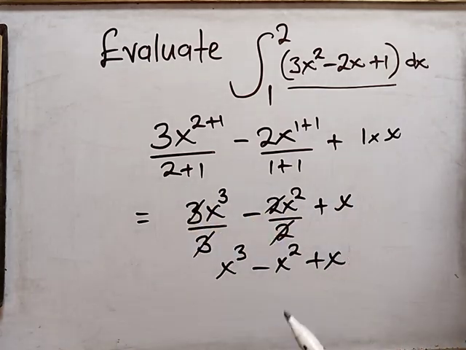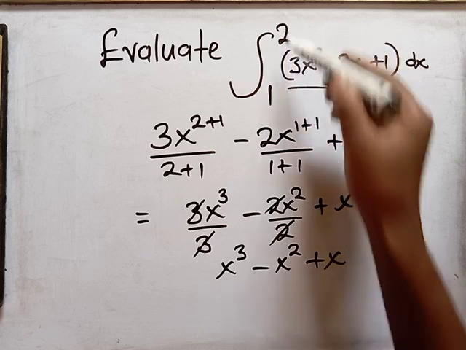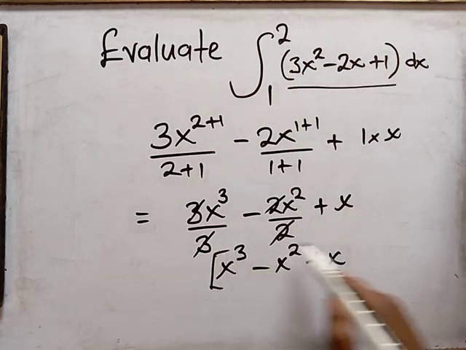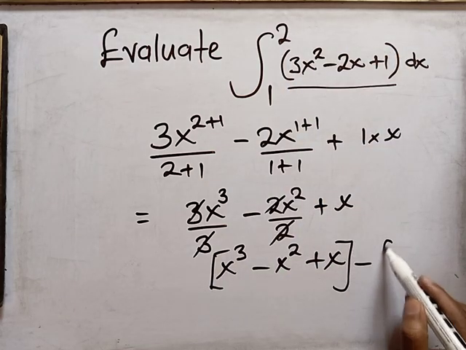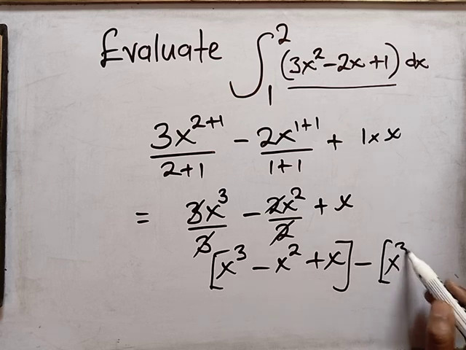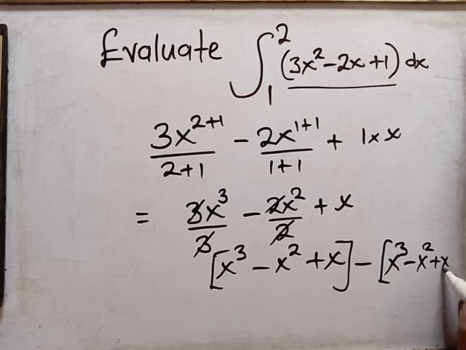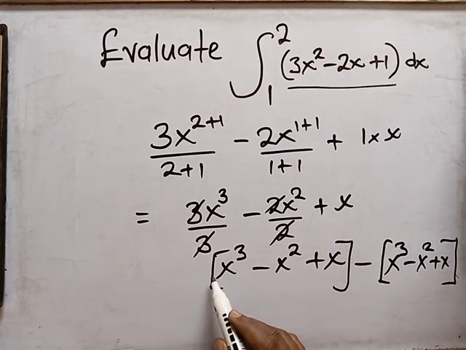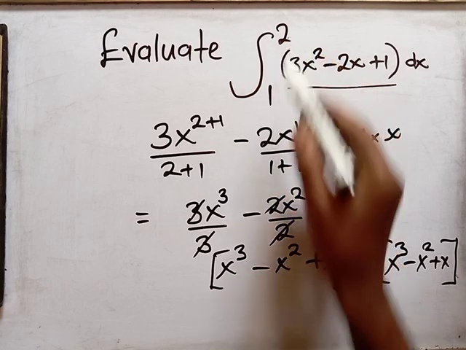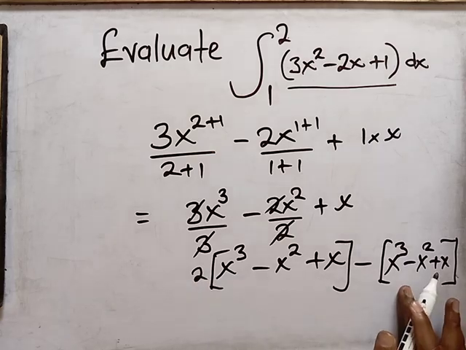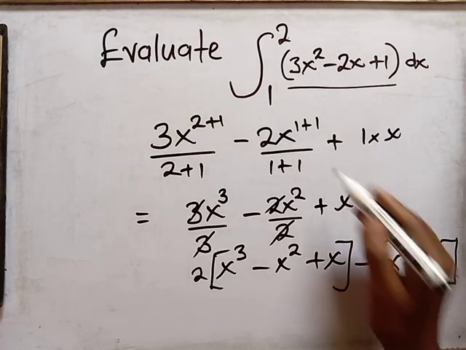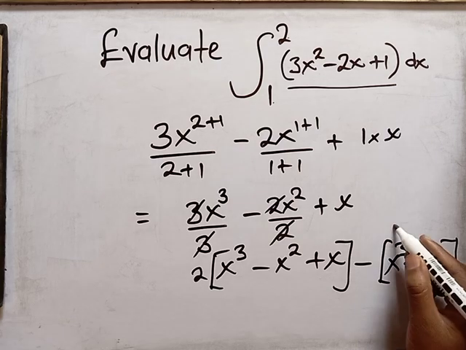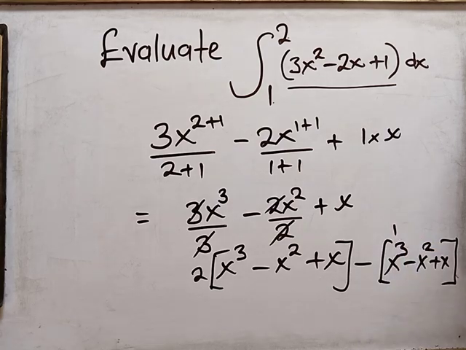And then you get this, you subtract this same thing minus this same thing, x cubed minus x squared plus x. But in the first one, you put the number on top, which is 2. And then in the second one, you put in x the value at the bottom, which is 1. So let's solve this one.